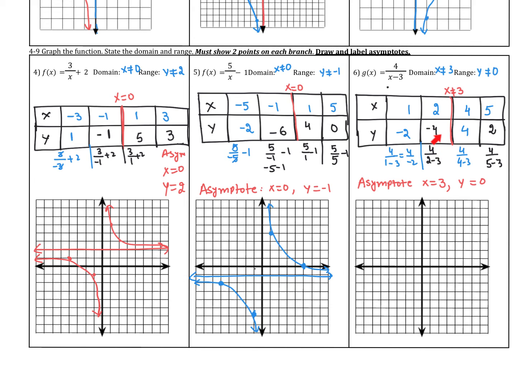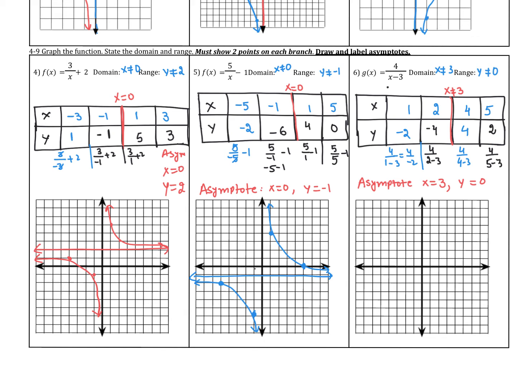When you put 4, you're going to get on the bottom 4 minus 3, which is 4 over 1. That's 4. And when you plug 5, you got on the bottom 4 divided by 5 minus 3, 4 divided by 2 is 2.